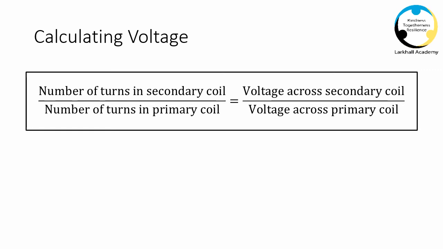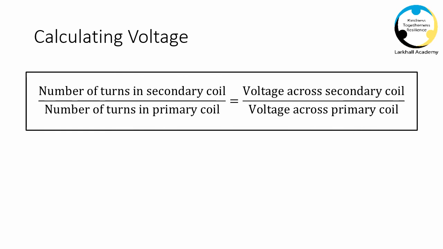The number of turns in the primary coil. Remember, the number of turns is just the number of times that wire has been turned round in that coil. It could be 10 times, it could be 100 times, it could be 1,000 times, it could be hundreds of thousands of times. It can vary depending on the transformer that you're using.